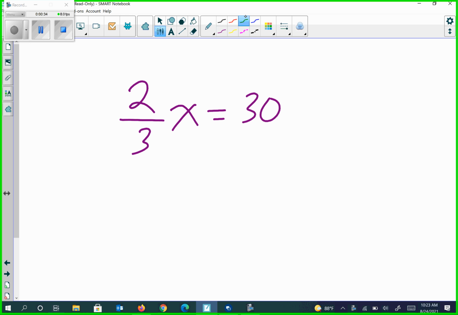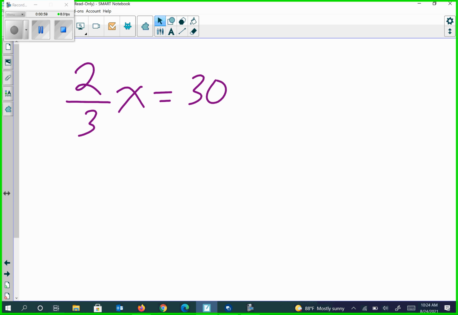I think you could divide 30 by 3. Perfect. And then times it by 2. Cool. Okay. I don't know. You multiply both sides by 3. Okay. I like what you're saying.